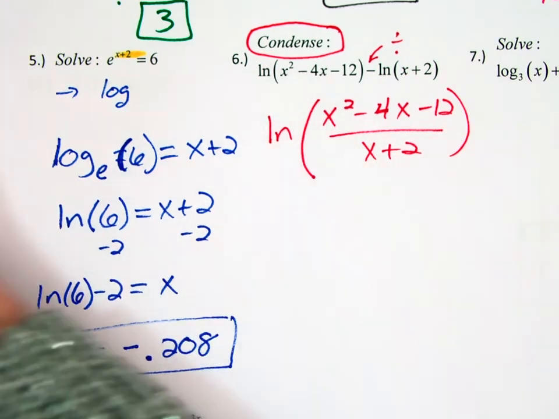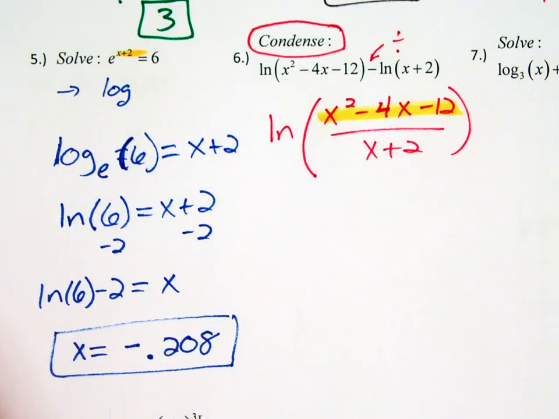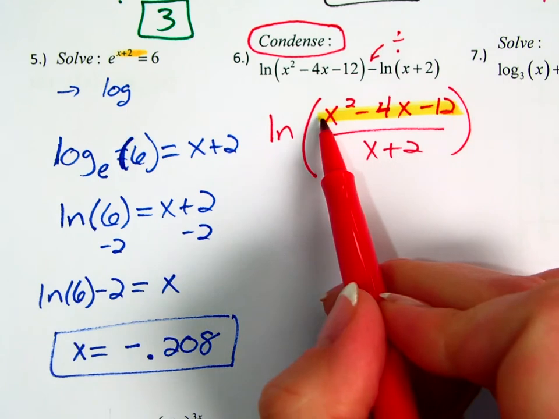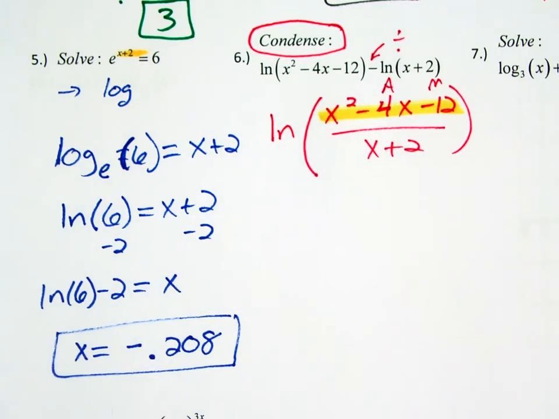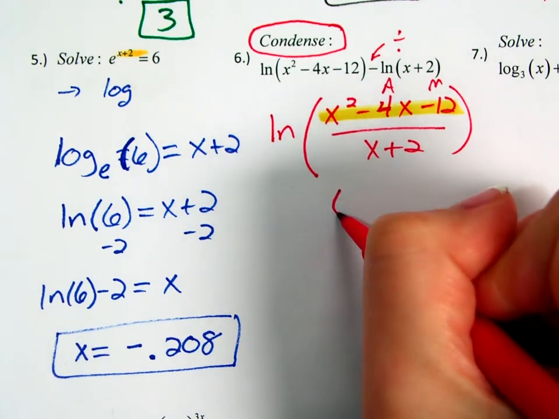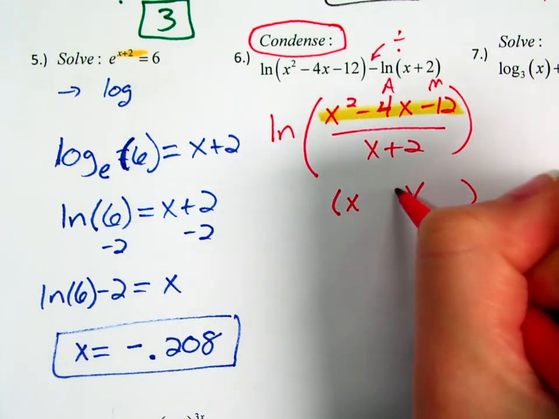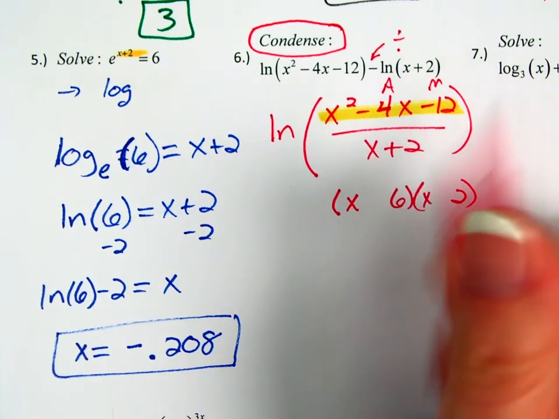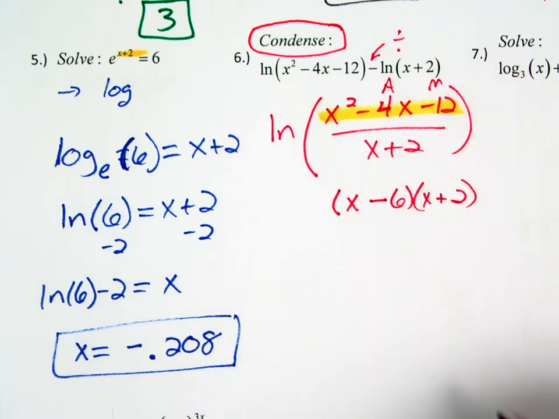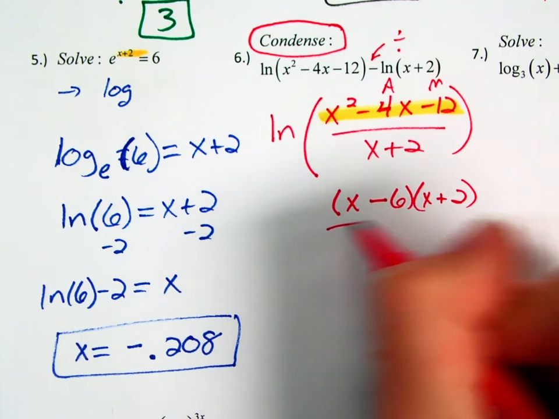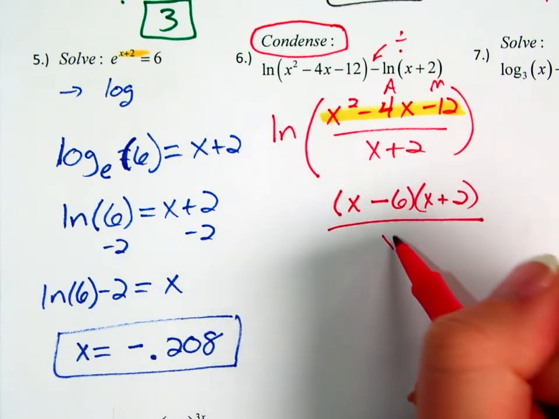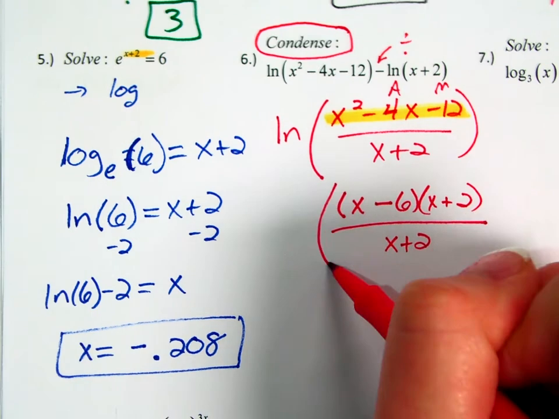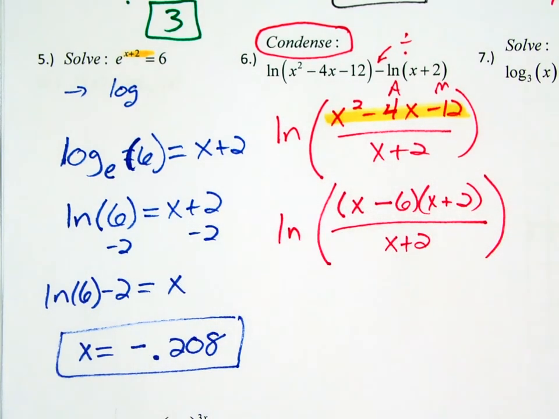So if I look at the top, there is no GCF. Since my first term is 1, I can think about what multiplies to my last, which is negative 12, and adds to negative 4. So that would be 6 and 2. So x, 6, x, and 2. To get a negative 4, I would need my 6 to be negative, so then my 2 would be positive. On the denominator side, there is no exponent of 2, and there is no GCF, so it just stays x plus 2. And this is all with the natural log.